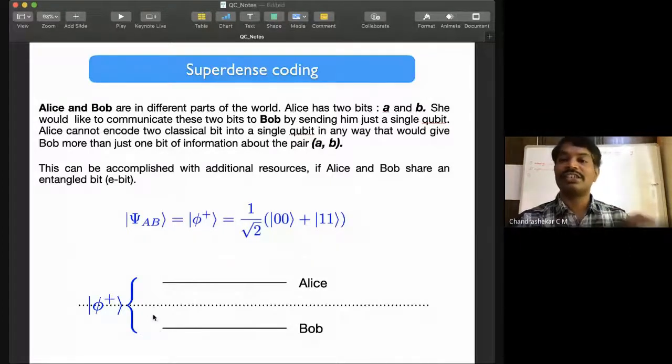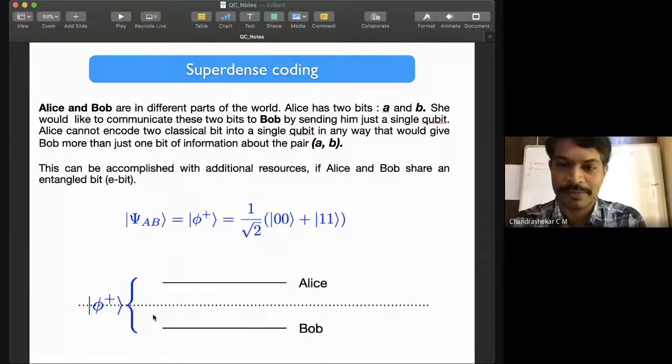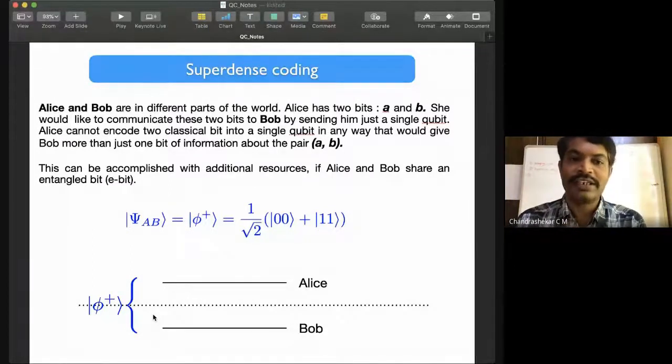So this is your initial state preparation. You have not yet decided what A and B to send. We have not even thought about it. We don't even know whether it is for superdense coding or not. You just have Alice and Bob initially, they share some entangled state between them, and they are physically separated. So this is the initial state preparation. Now we will see what to do with it.